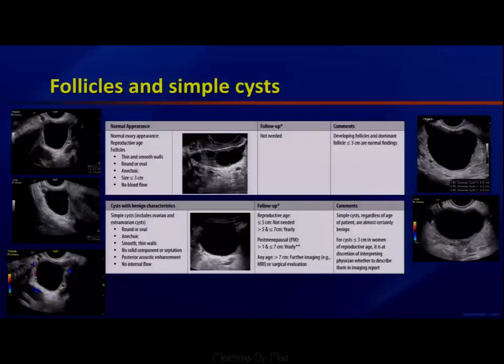But these are exactly as you're imagining: thin, smooth walls, anechoic, usually small, and really just benign, and especially in the patient of reproductive age, part of the normal structure and activity of the ovary. You certainly can sometimes see a thin septation, and we'll get to that, and the guidelines are going to be variable in the postmenopausal patient.